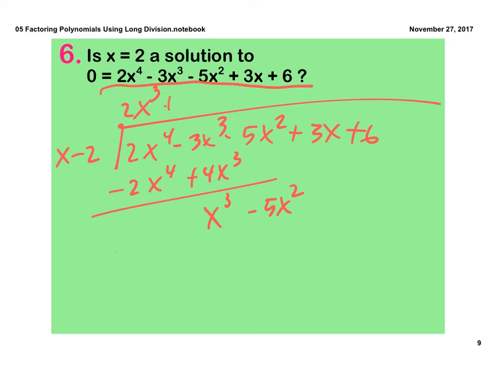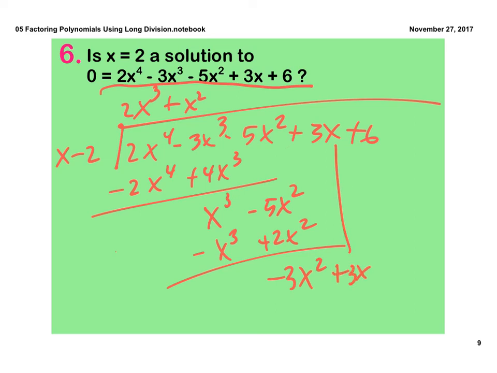All right, so then I'm going to say plus x squared times x makes x to the third, x squared times the negative 2, negative 2x squared, opposite, opposite. That makes negative 3x squared. Bring down the plus 3x, and then I need a negative 3x here. Negative 3x times the x makes negative 3x squared. Negative 3 times negative 2 is a positive 6x. Draw the line, opposite, opposite. That's negative 3x plus 6.